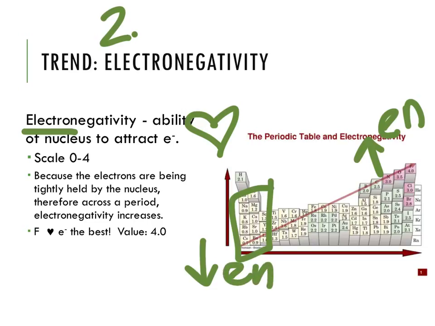So just like ionization energy, electronegativity increases as we go across the periodic table, left to right, and as we go from the bottom of the periodic table up to the top, for an overall trend that favors the top right side of the periodic table.